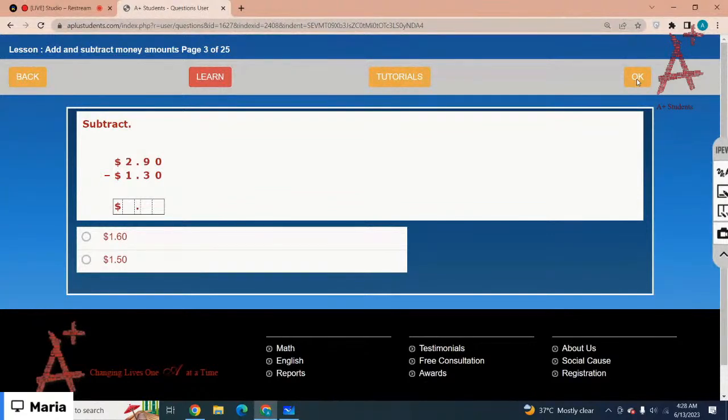The next one is 2.90 take away 1.30. So that is a decimal number. You can subtract a decimal number the same way you subtract normal numbers. But one thing here is you have to arrange the numbers so the decimal point is one above another. Got it?